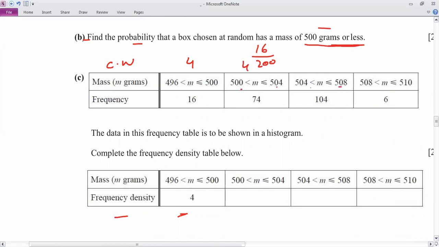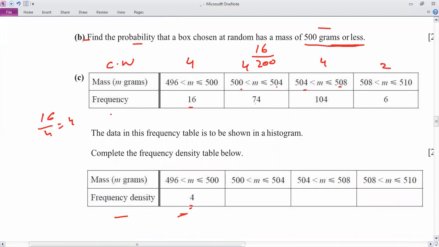What is for this one? 4. What is for this one? 2. Because for this class the frequency density is given 4. If you use the formula for the frequency density, what will be the frequency density? Frequency over class width. So for this one, obviously it is coming 4.